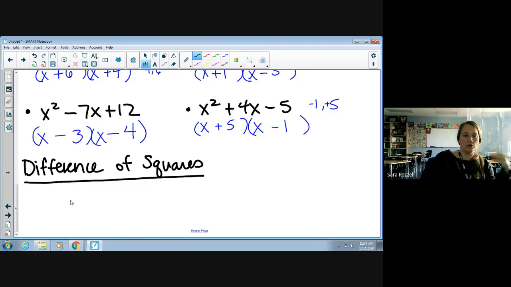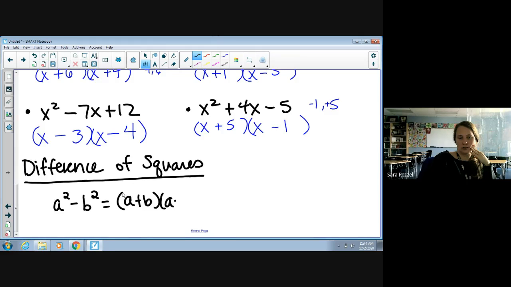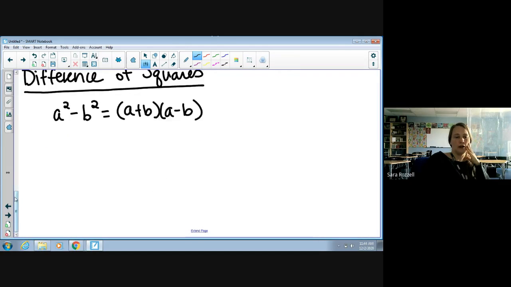This is the formal formula for it. If you've got a number squared minus another number squared, this is how it factors. Whatever was squared in the first one, that's going to be the A, and whatever you had squared in the second one is going to be your B value. So if you have a difference of squares, it factors into A plus B, A minus B. Once I show you one or two, you'll say, oh, that's all? I can do that. No problem.